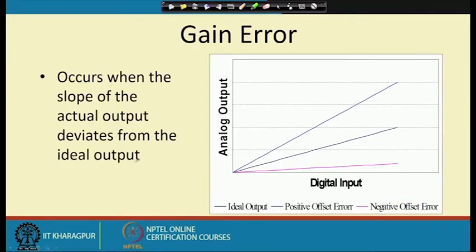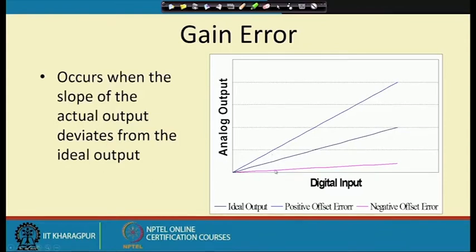So, this is my ideal output. Depending upon my DAC design, I expect the output to be like this. But in reality it may so happen that you get the output like this pink line or this blue line. So, this is the positive offset error and this is the negative offset error. So, this occurs when the slope of the actual output deviates from the ideal output.